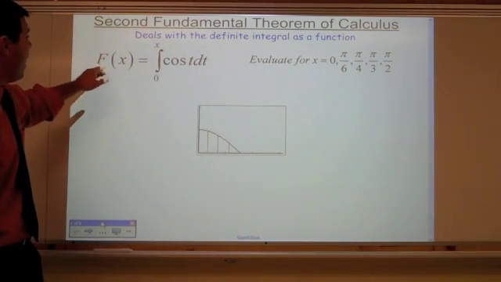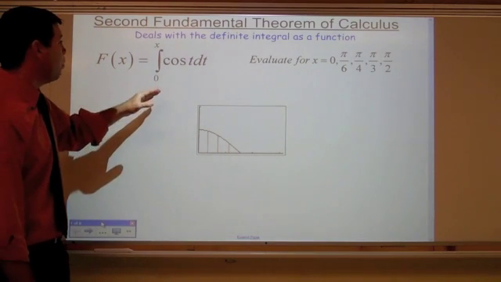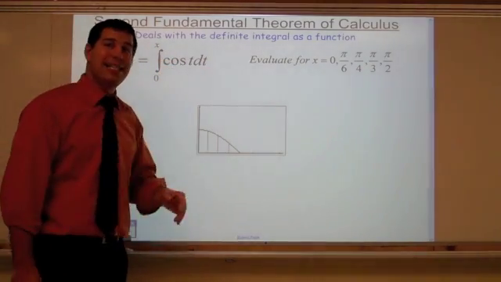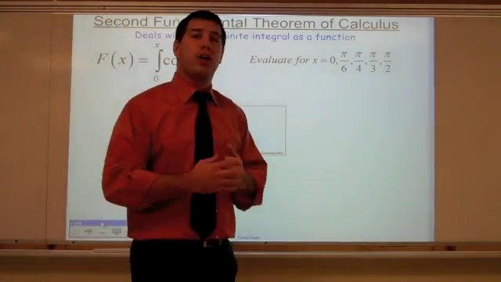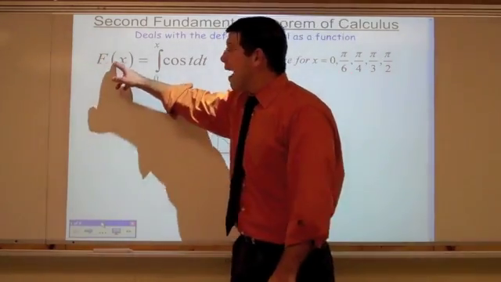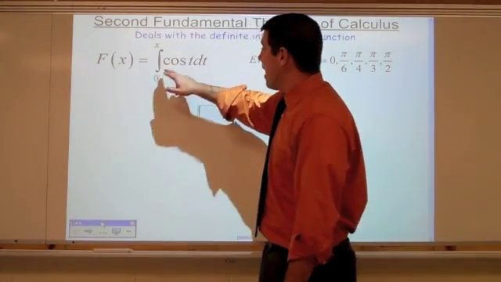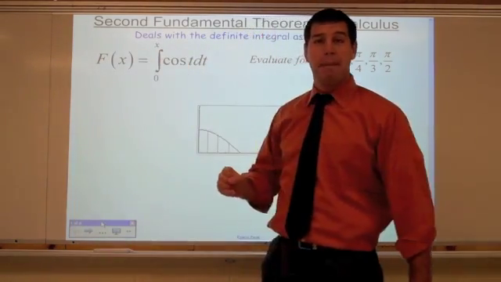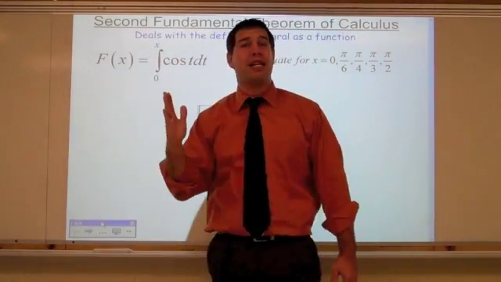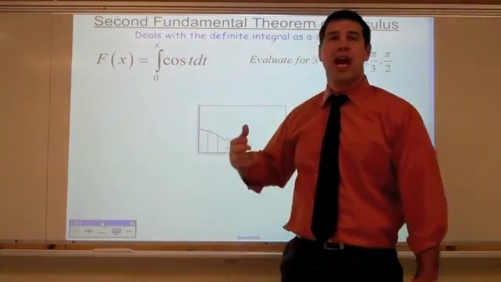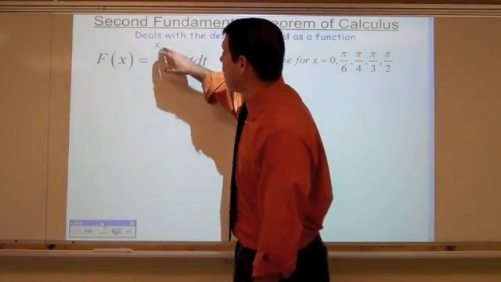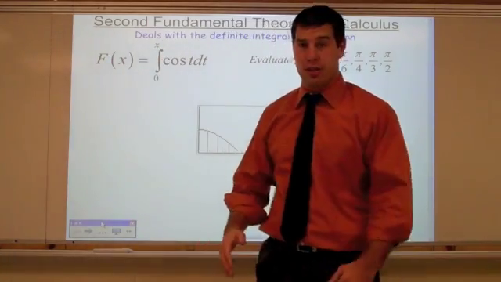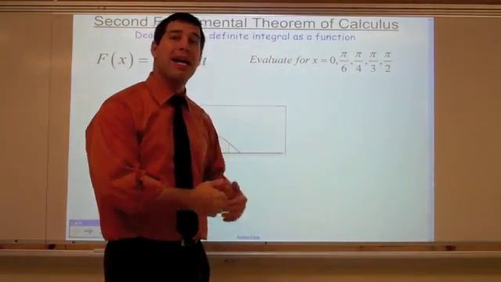So for instance, we have capital F of x equal to the definite integral from 0 to x of cosine of t dt. This is what we call an accumulation function. F of x is going to be the area under the cosine curve between 0 and some number. As this value of x increases, the value of the definite integral changes. Therefore, the definite integral is a function. F of x is the area under the curve as that x value changes. So the definite integral is not a constant number, it is changing.